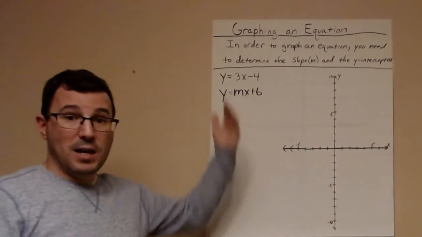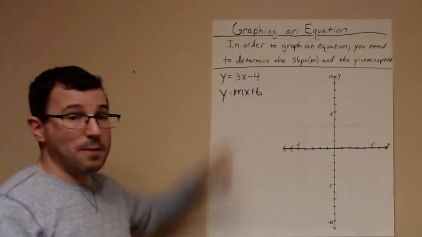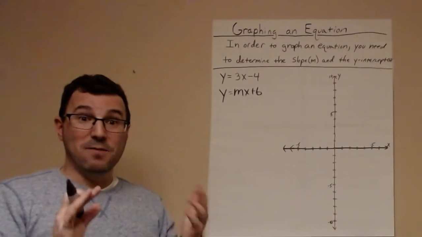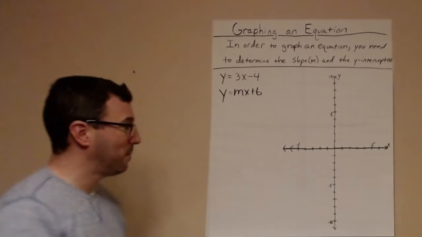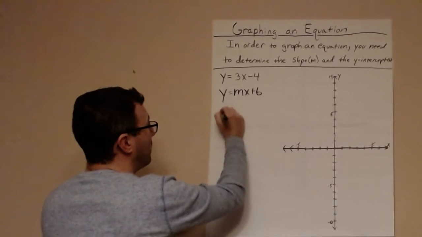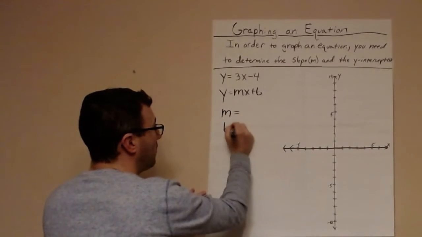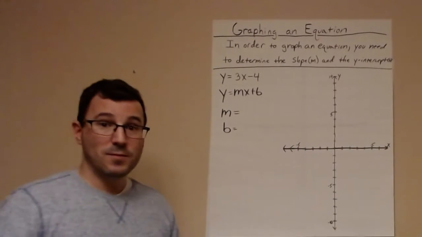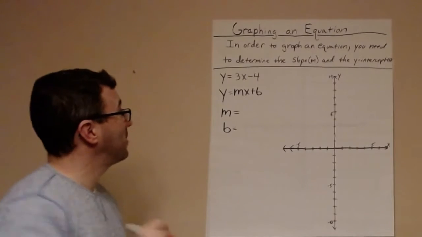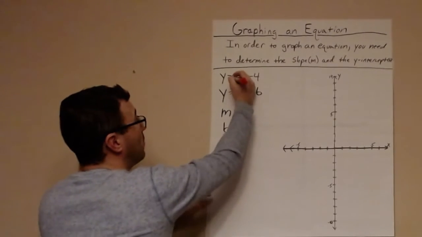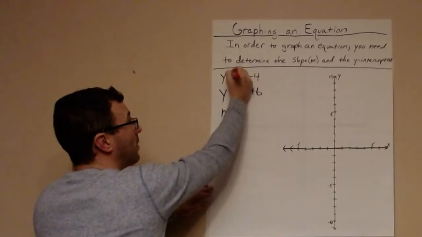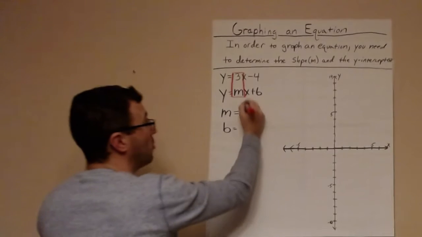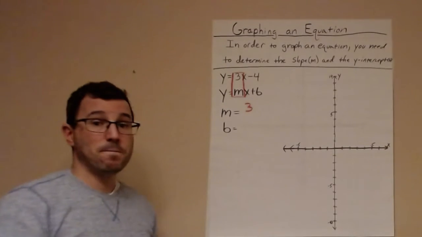And you'll notice I lined my y up, I lined my x up, so everything else is lined up nicely and we can figure out what's our slope and what's our y-intercept. Then I'm going to write m equals, b equals. And now it's as simple as, oh, look here. Here's my m, and it lines up with that 3. So my slope is 3.